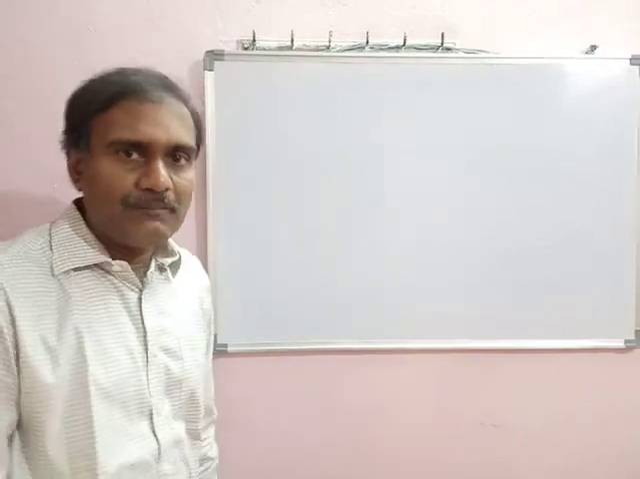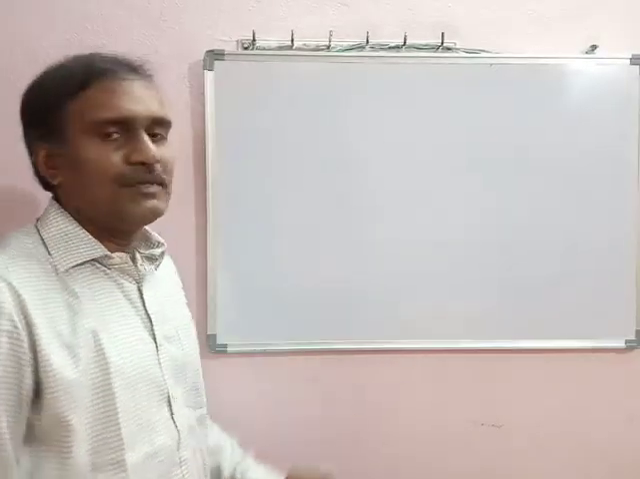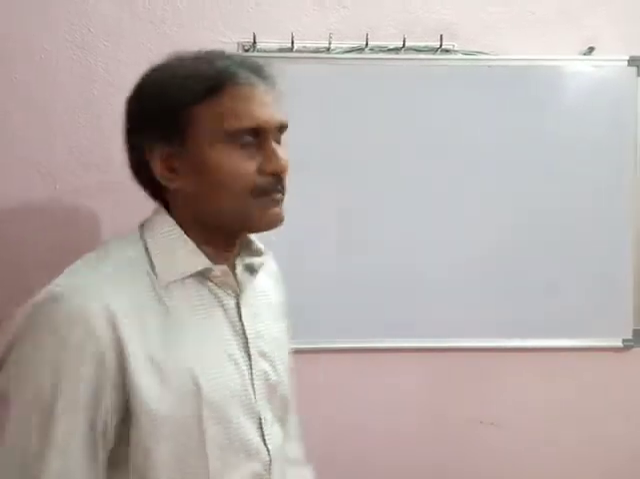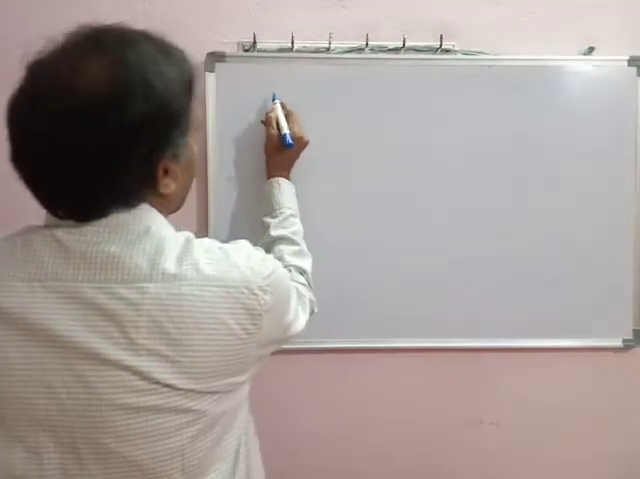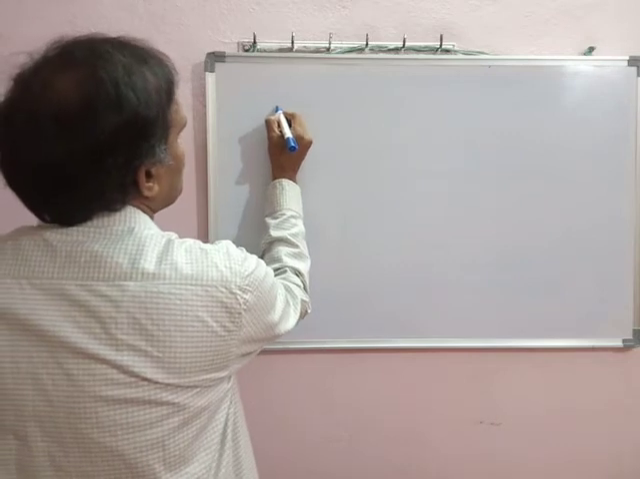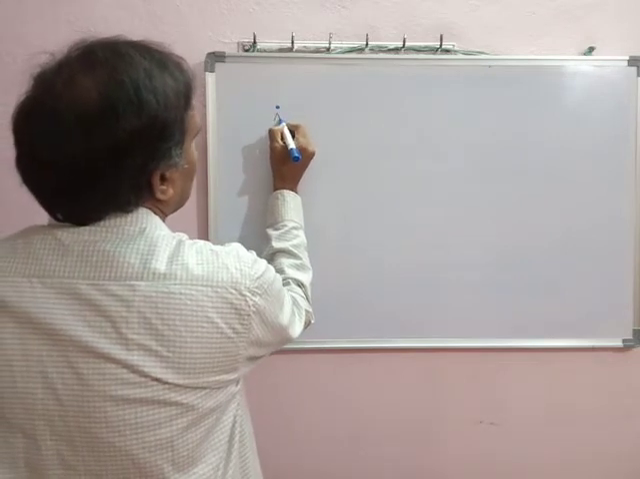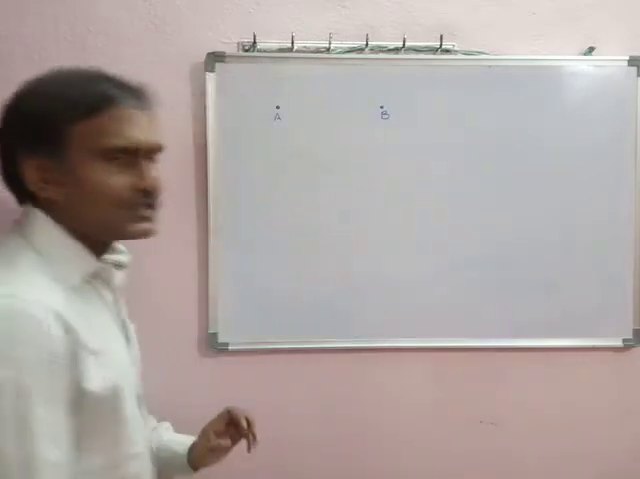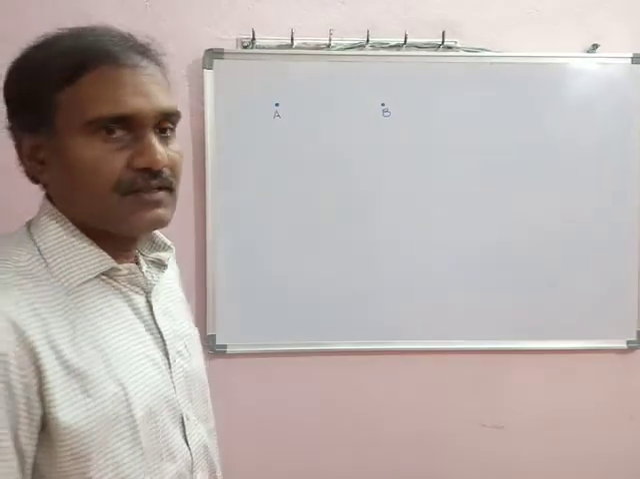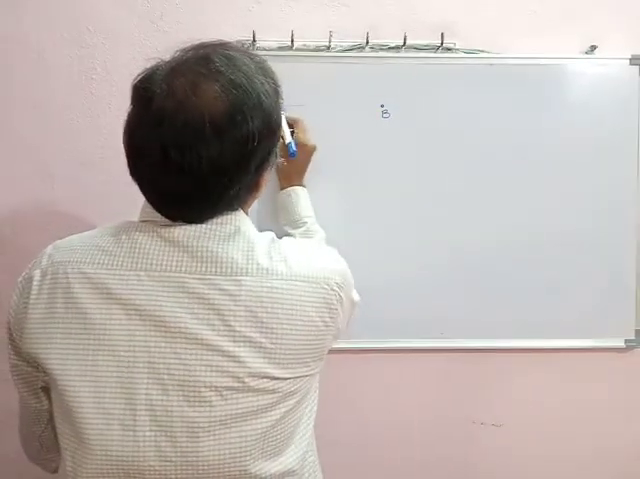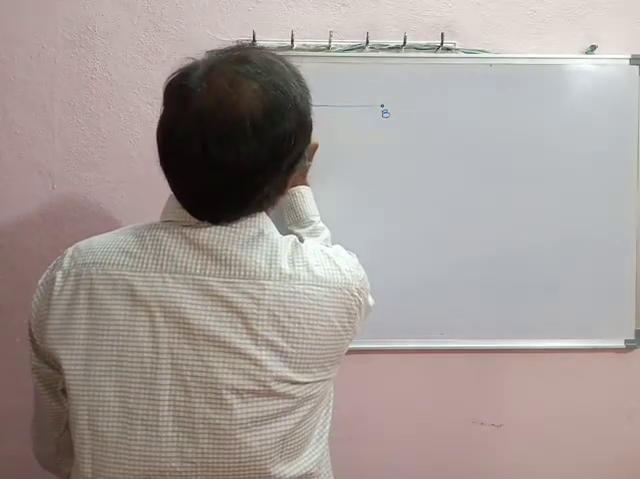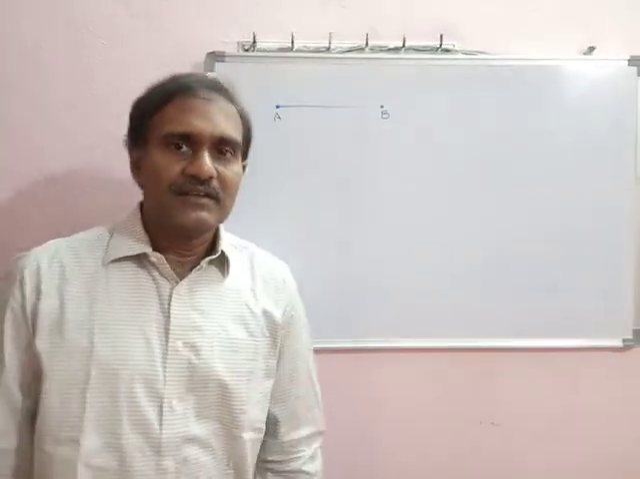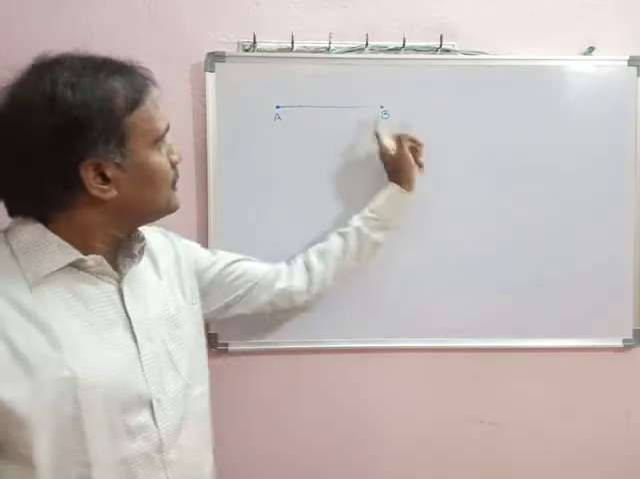Now we will observe some examples on path length and displacement. Here you consider two stations A and B, two towns or two cities or two stations. This is the path. That is, a road exists in between the two stations.